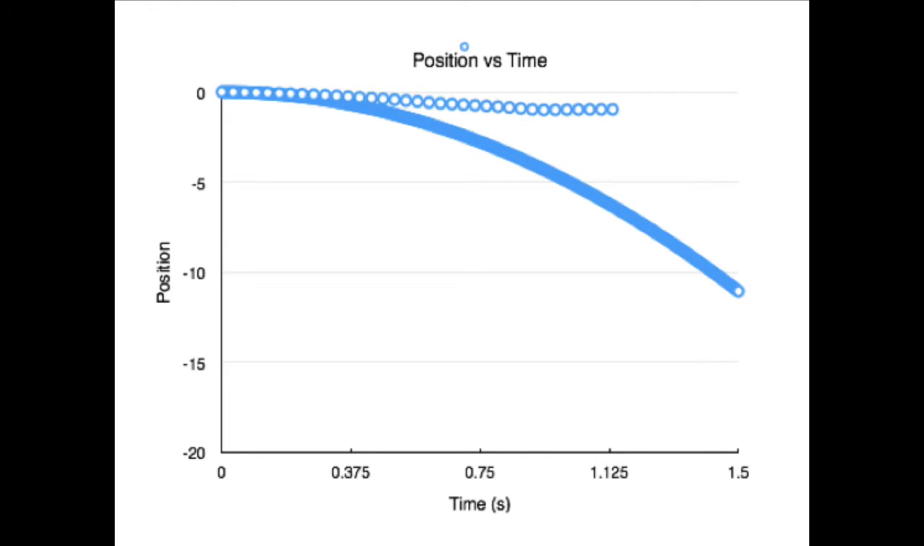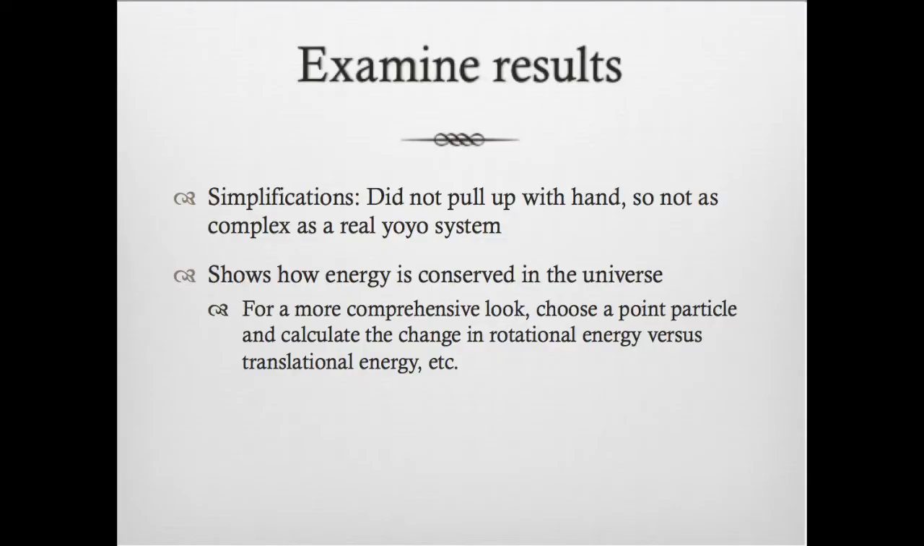The Python model overpredicts the position because I do not account for tension or drag, acting in the negative y direction. This will influence the change in kinetic energy in the model. In conclusion, the simplified yo-yo system verifies the energy principle is accurate and is capable of describing how energy is conserved in the universe.